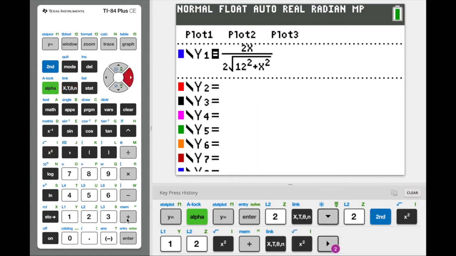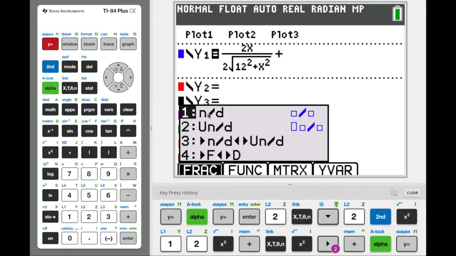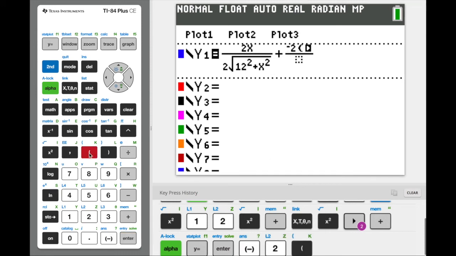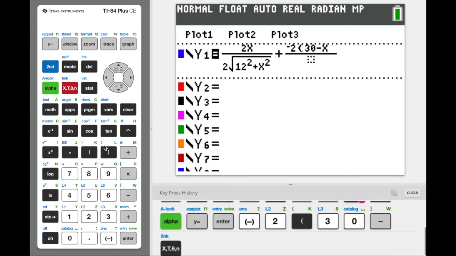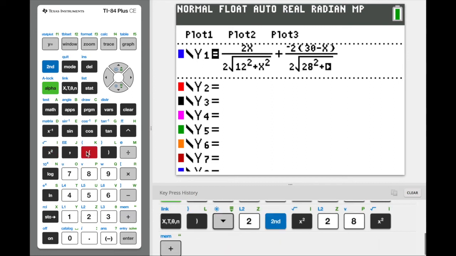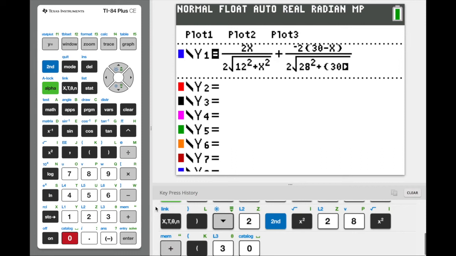And then I'm going to hit plus, since we're adding, and I'll go and do a second fraction. So I'm going to hit alpha, and then y equals to get this n divided by d, and we'll do it again with the second part of this. So this appears to be negative 2 times 30 minus x. That is being divided by 2 times the square root of 28 squared plus the quantity 30 minus x squared.